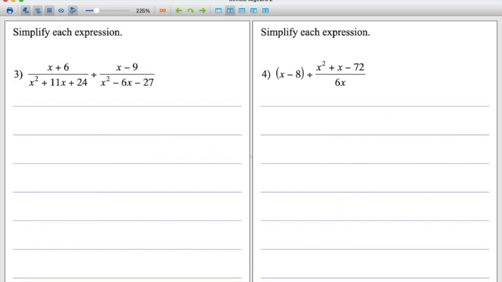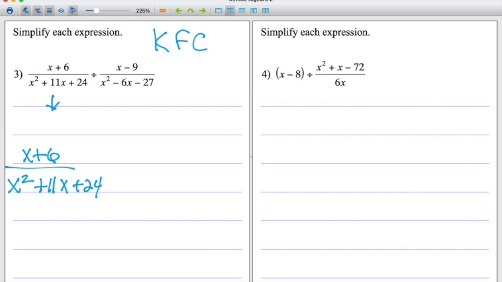Let's now move on to number 3 and 4. They're getting a little larger, but the same concept of keep, flip, change for today is the same. I'm going to keep this one. We'll have x plus 6 over x squared plus 11x plus 24. But if you would like to factor that one right now instead of rewriting it, we could do that because we're going to factor it to see what cancels anyway. So we could just factor it right now. We're keeping it. We're going to just rewrite it in a different way.